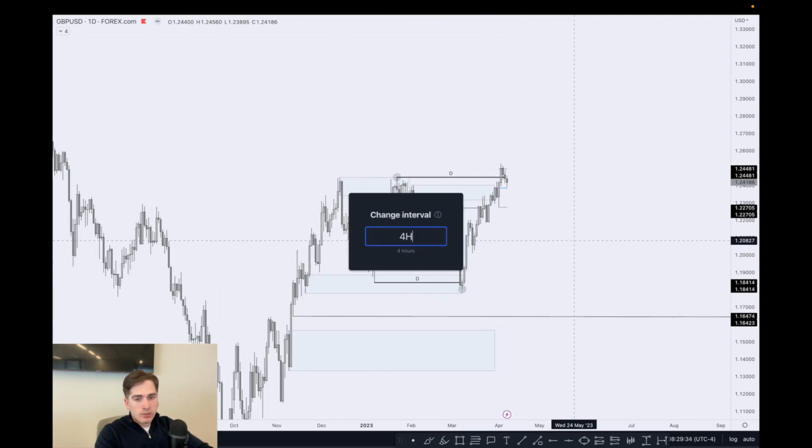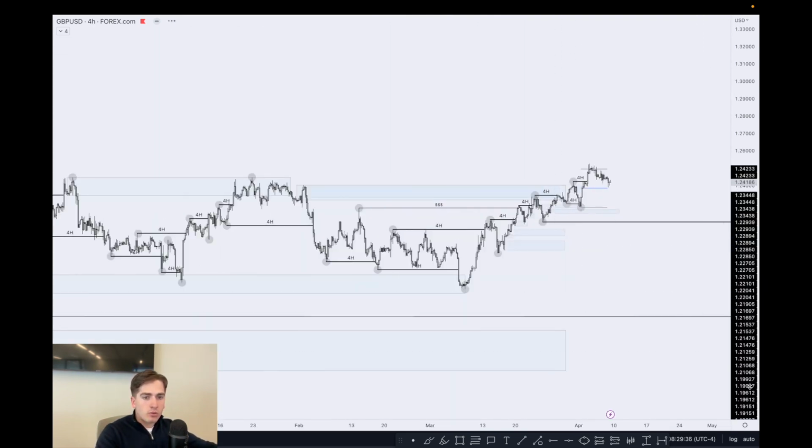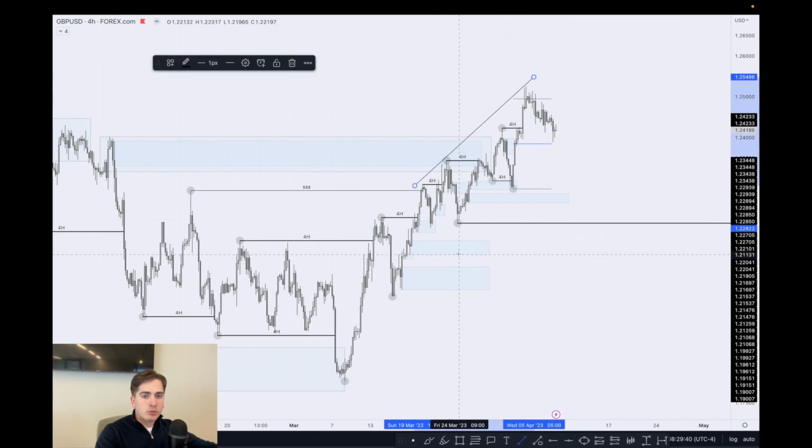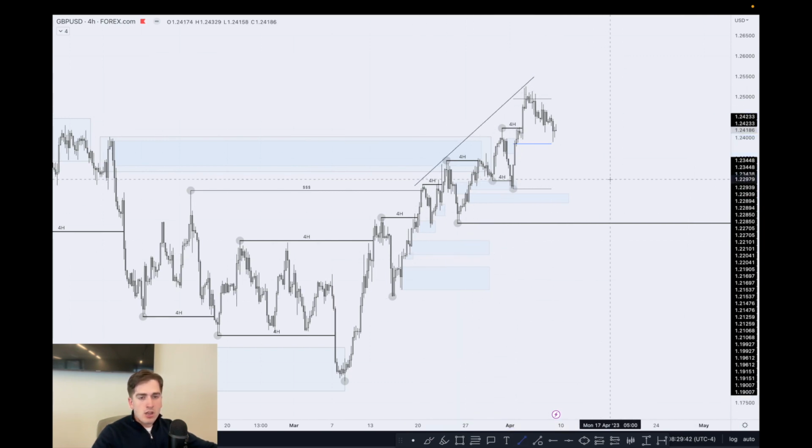Now looking at the 4-hour time frame, what can we see over there? Well, what I can see is that we're kind of chopping up towards the highs, not really seeing big swings, this corrective price action. So I wouldn't be surprised if we do see a sell-off in the near future.